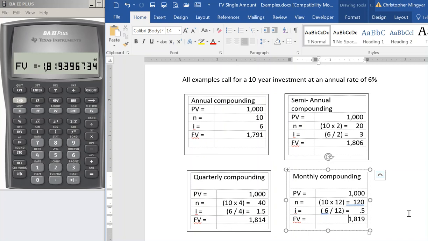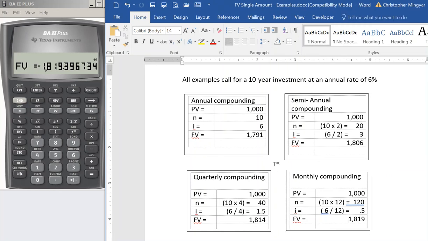So the number of compounding periods per year matters. The more times something compounds per year, the faster it grows. So that's something to keep in mind when we're looking at different types of savings programs or whatever. The more frequent the compounding, the faster the money grows. And that's all for this one.